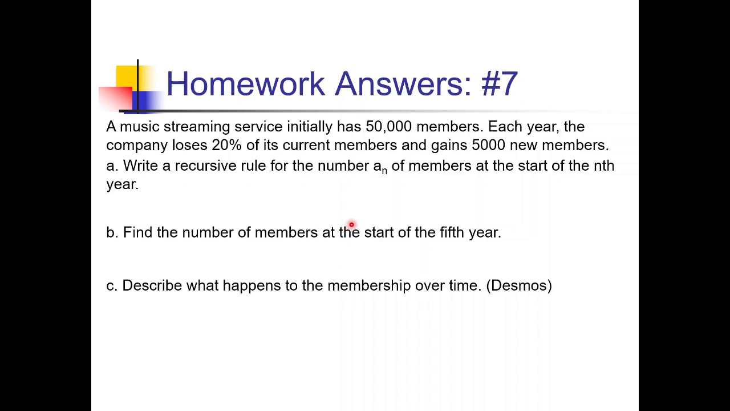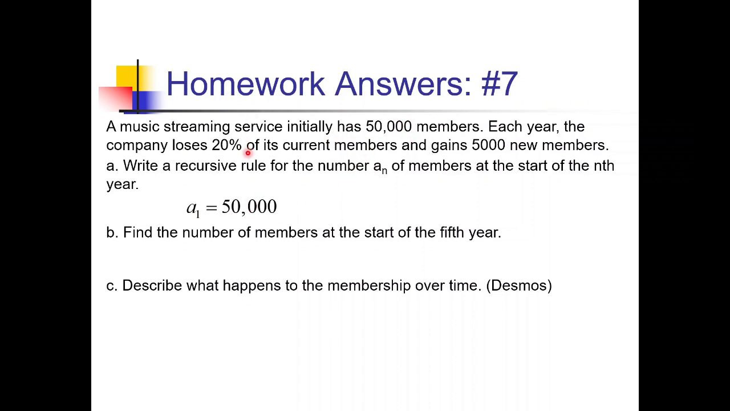For this word problem, we have a music streaming service that initially has 50,000 members, and then each year the company loses 20% of its current members and gains 5,000 new members. So we want to start by writing a recursive rule for the number of members at the start of the nth year. So let's start with our base case here. I'll call it a sub 1. That's the first year. So at the start of our first year, we have 50,000 members.